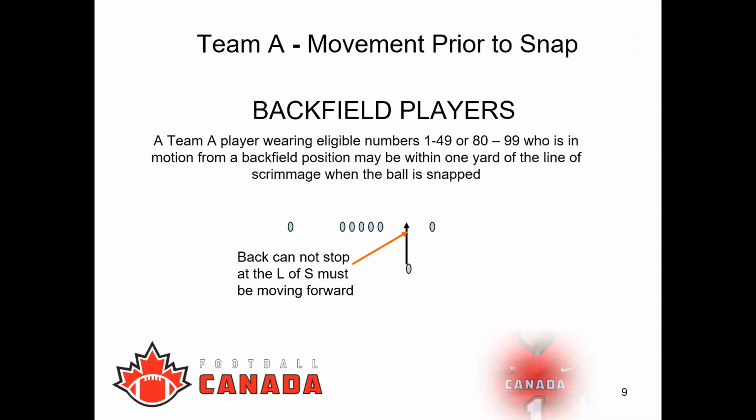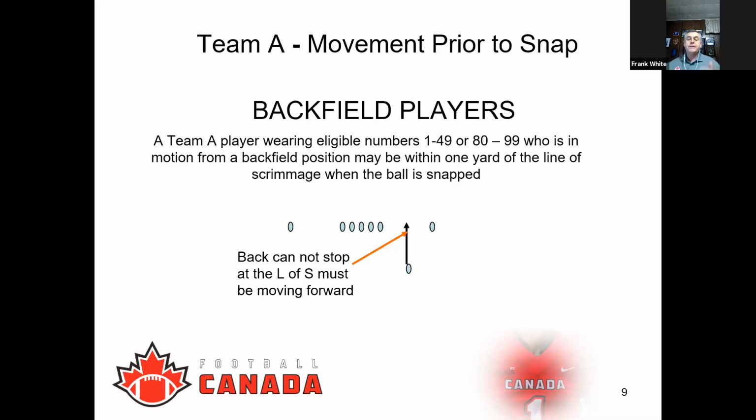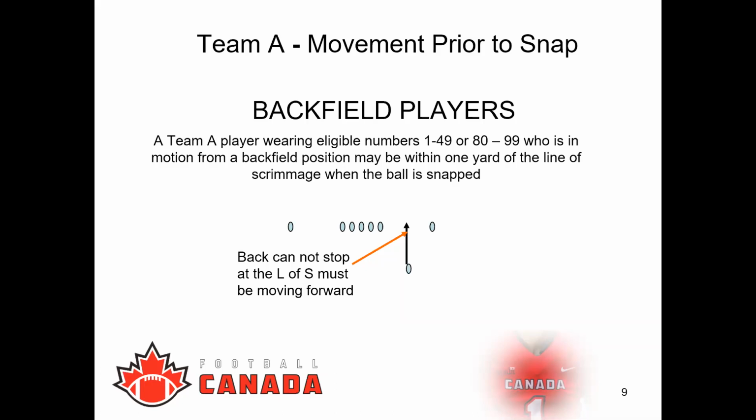Thank you. Okay, you're welcome. If he's within that 1 yard of the line of scrimmage and is in motion as the ball is snapped, that player still is eligible. But if he comes and stops in that zone, then he becomes ineligible because he's cut himself off.